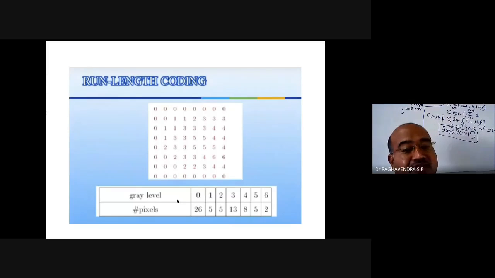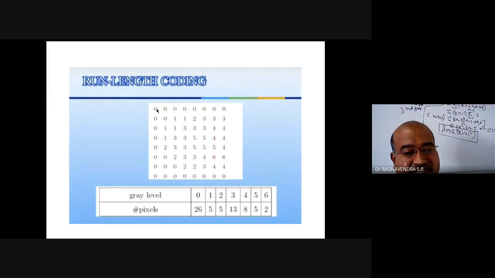So this is also another example for run length coding. How to represent this? So we have a matrix over here. This is the image, a grayscale image, and we have a table over here. The table contains the first row as a gray level and the second row as a number of pixels.